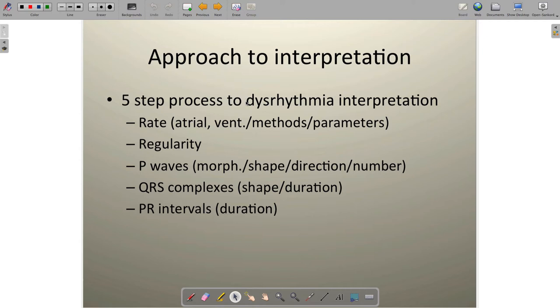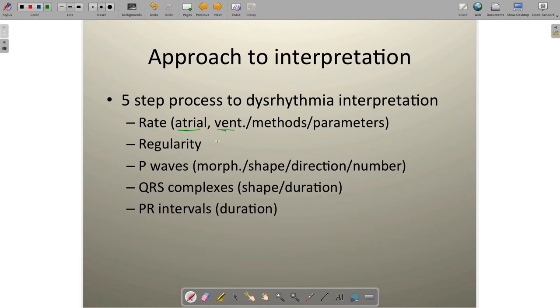All right, so I don't care if you're brand new at this or if you've been doing this for 20 years or 100 years. Every single time you approach the EKG, you should use this five-step process. So you'll see that this five-step process makes us look at the rate, not only of the ventricles but the atrial tissue as well. We want to make sure that those are the same, and then we'll talk about how we're going to do that. We also want to look at the regularity of the underlying rhythm.